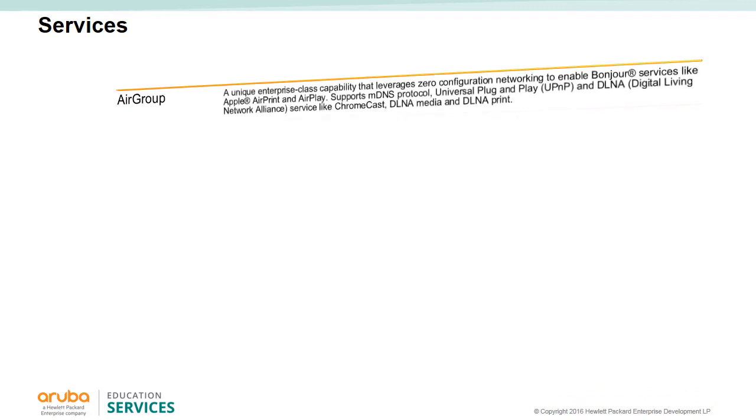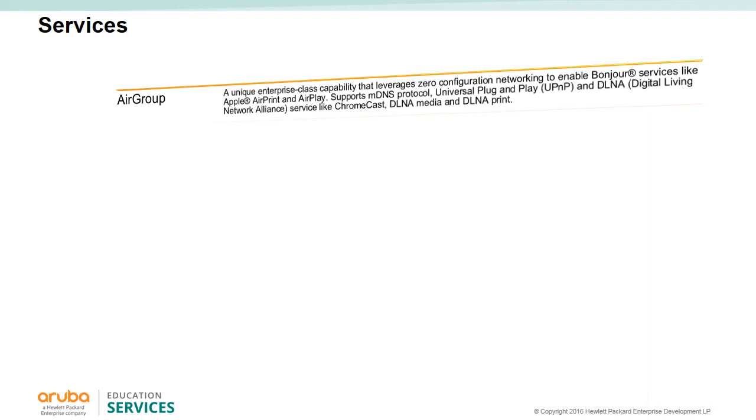IAPs have many services but they are beyond the scope of this course. Airgroup: users can register their personal devices and define a group of users who can share the registered device. Airgroup is aware of personal and shared devices, sends unicast responses to mDNS or DLNA queries, and reduces the traffic footprint. It ensures cross-VLAN visibility and availability of Airgroup devices and services.